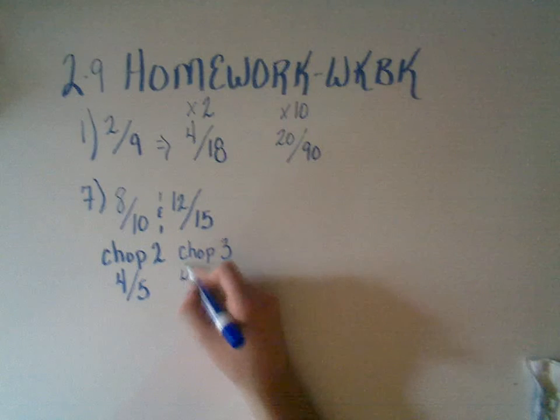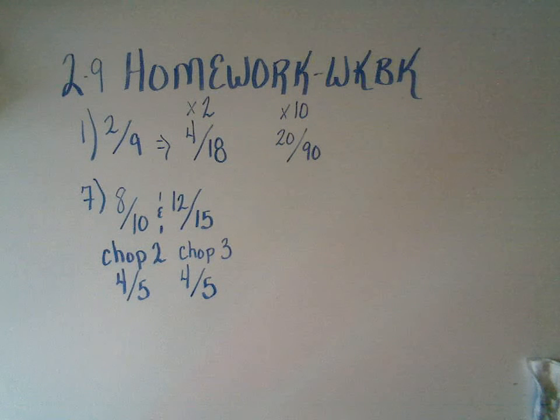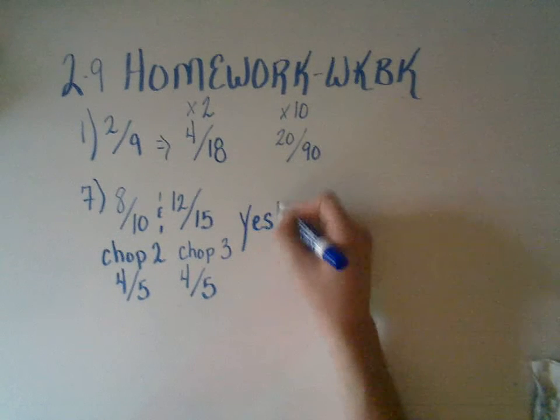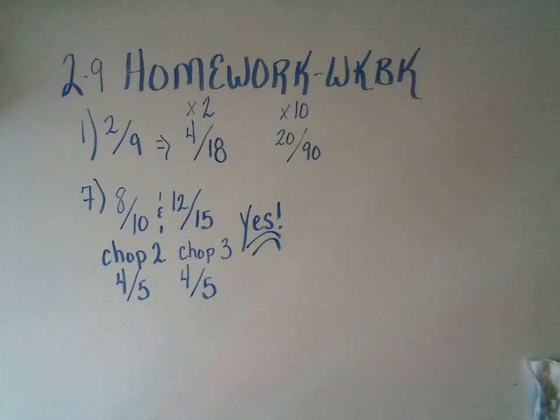12 divided by 3 is 4. 15 divided by 3 is 5. As you can see, they both changed into 4/5, which means the answer here is yes. That's what we wanted. When the fractions turn into the same thing, they are equivalent. If they would somehow have been different things, they would no longer be equivalent.